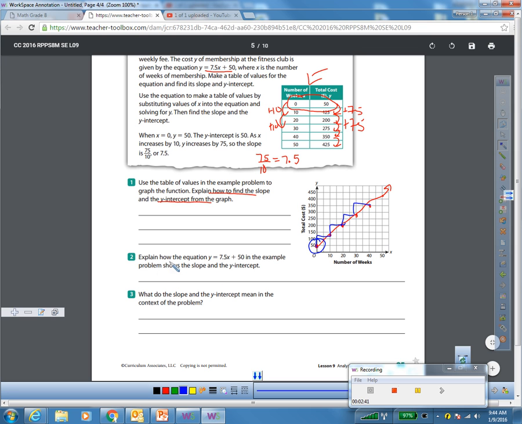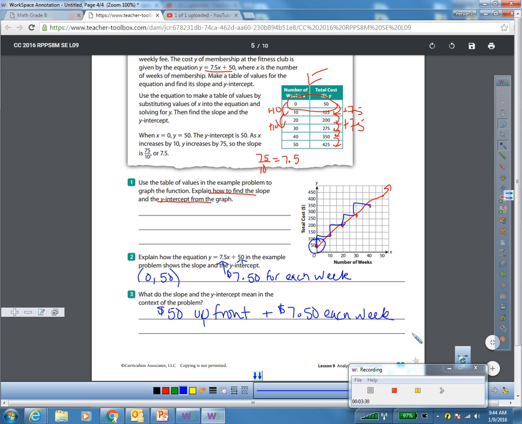On number 2, it says explain how the equation y equals 7.5x plus 50 in the example problem shows the slope and y-intercept. So when x is 0, there's your y-intercept of 50 right there. And then I want you to explain that there's your slope. So it goes up $7.50 for each week. And then what does the slope and y-intercept mean in the context of this problem? Well, it means that people pay $50 up front, or that's their initial value to join the gym, plus they're going to pay $7.50 each week.